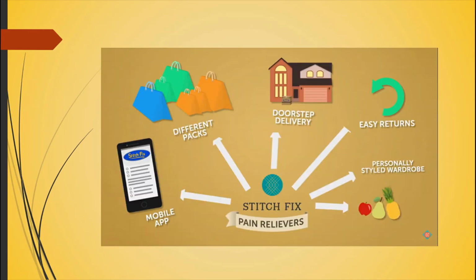And then, ano yung mga pain reliever na kayang i-provide or gustong ma-receive ng mga customer. So, mobile app para mas madaling ma-reach out yung mga clothing brands. Different packs for different budgets. And then, doorstep delivery, easy returns, personally styled wardrobe. Kasi nga, hindi nila alam or meron silang body type doubts. Easy return, pag hindi nila nagustuhan, pwedeng ibalik yung parang Shopee.